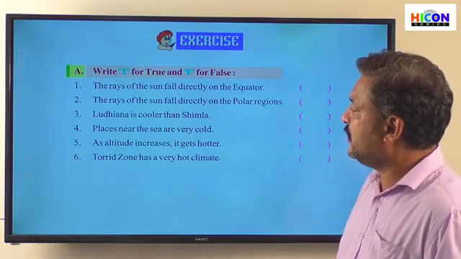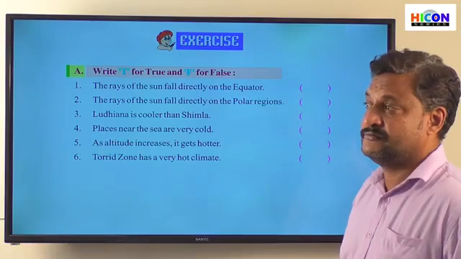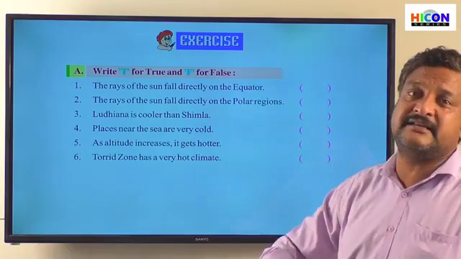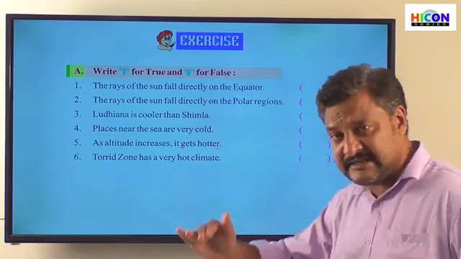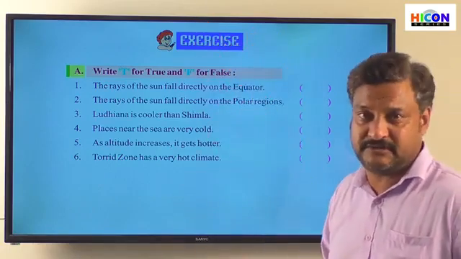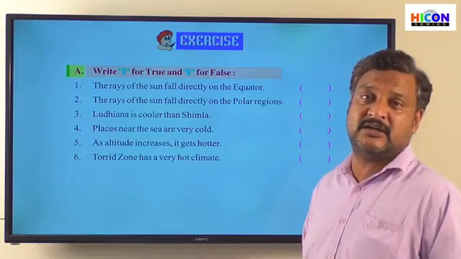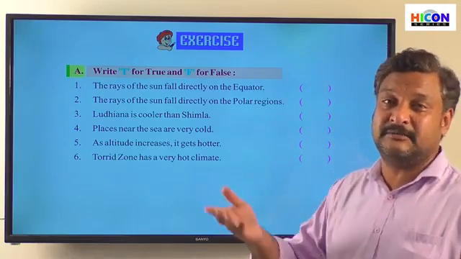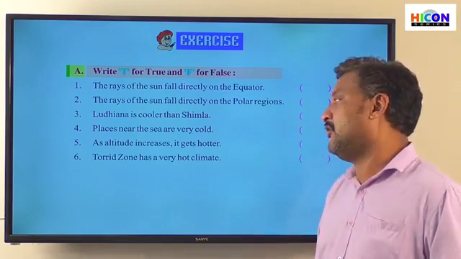Right? Fifth one. As altitude increases, it gets hotter. Is it so? As we go higher in altitude, what happens? The temperature decreases. Means what? Is it becoming hotter or colder? Colder, isn't it? The temperature decreases means it becomes colder. The temperature increases means it's becoming hotter. So here, "as altitude increases, it gets hotter" is a wrong statement, because as we go high in altitude, the temperature decreases. It becomes cooler. Right? So the answer is again false.